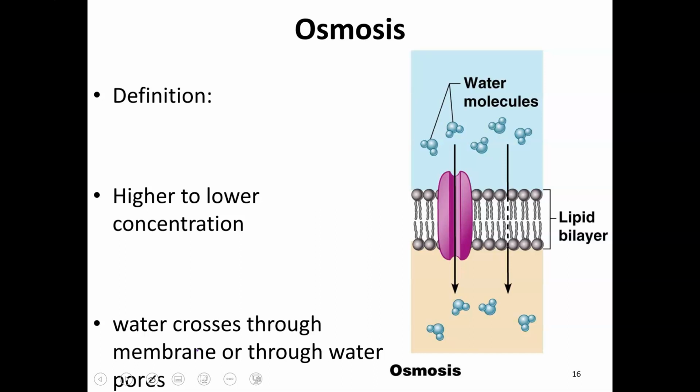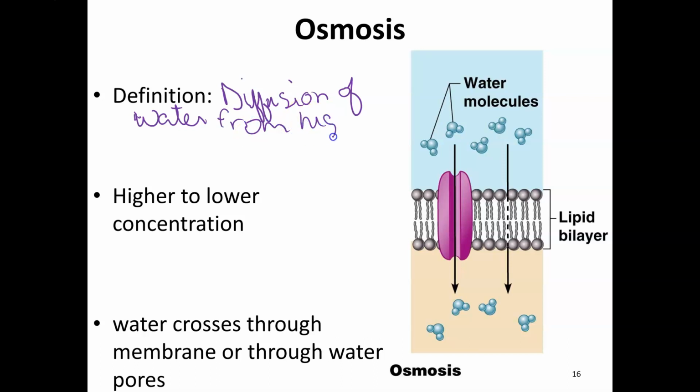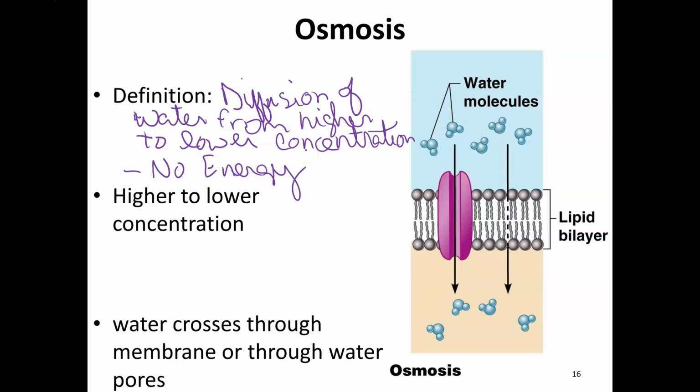So, the definition of osmosis: this is the diffusion of water. In the last video, we looked at diffusion of the solute. Now we're looking at the diffusion of the solvent, or water, down its concentration gradient, from higher to lower concentration. And this again takes no energy. So we're moving down the concentration gradient just like in diffusion, but now we're moving water molecules.